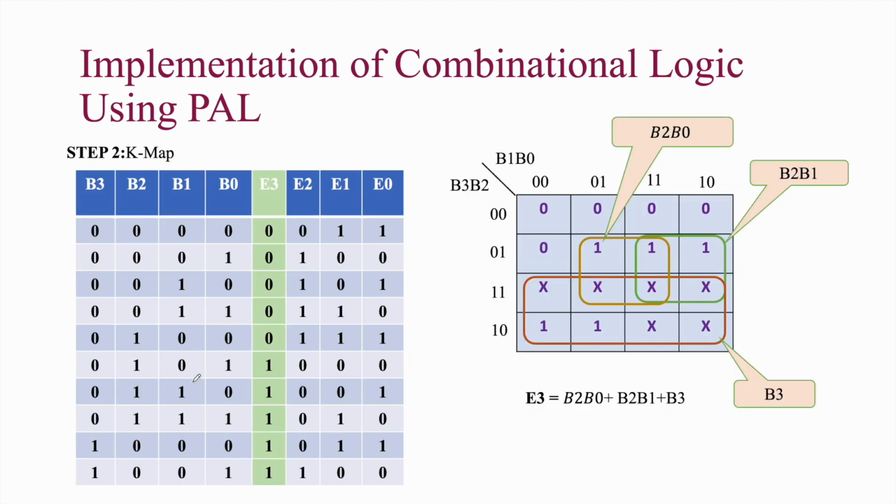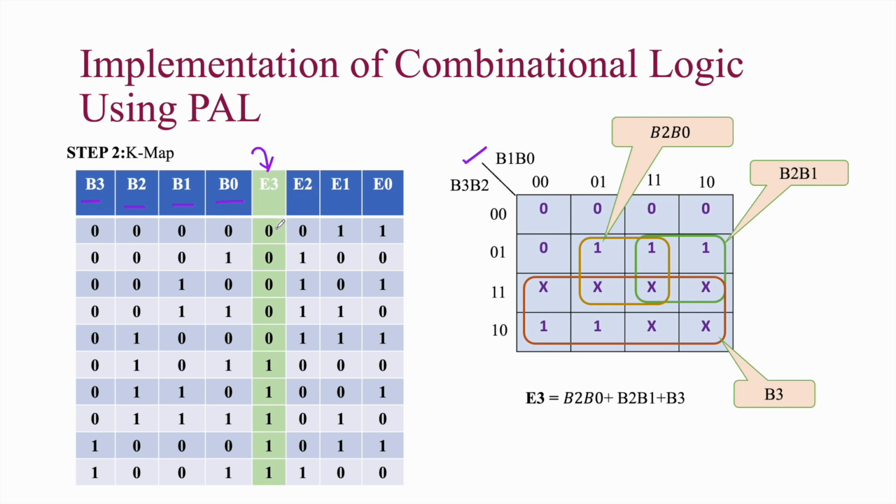Now we'll move on to step 2. The second step is to plot a KMap. In the KMap, we need 4 input variables because it is a 4-variable KMap. The inputs are B3, B2, B1, B0. We have 4 input variables, therefore we are going for a 4-input KMap, and we are trying to find the expression for E3. We have to plot all these contents into the KMap. Let us do that one by one.